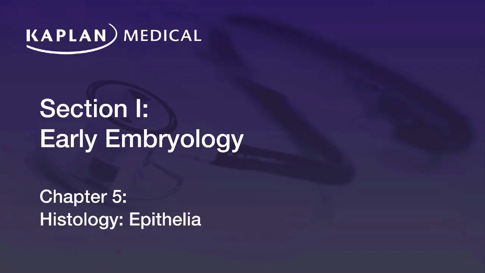Okay, we're going to now turn our attention to the histology of epithelial cells. And we'll use this as a way to understand what the basic cell structure is for epithelium. And then later on, when we go through the different organ systems, we'll take a look more specifically at the different kinds of epithelia that are found in different organs.